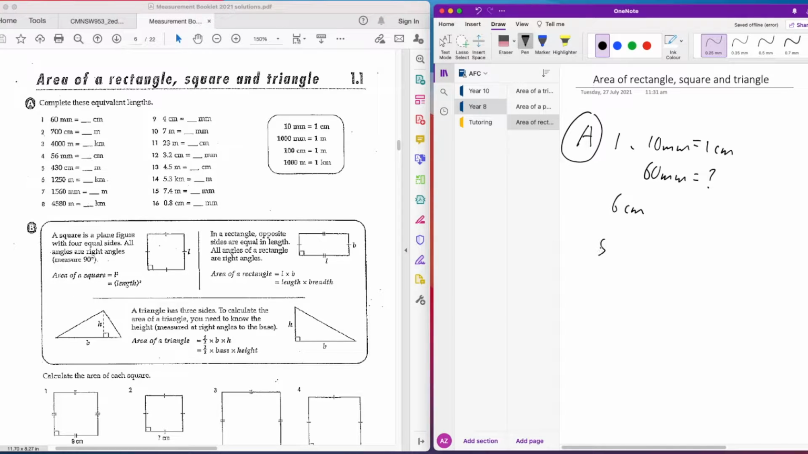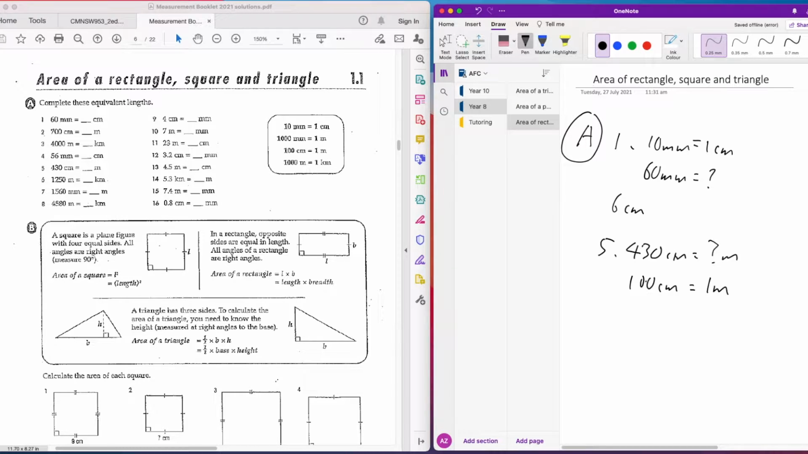Say question 5. Question 5 says 430 centimeters is equal to how many meters? We need to make sure we find the correct information in this table to work out the question. It says 100 centimeters is equal to 1 meter. Now how many meters is 430 centimeters? There are a few ways to do it. If you can do it straight away, that's okay. You can just do it your way.